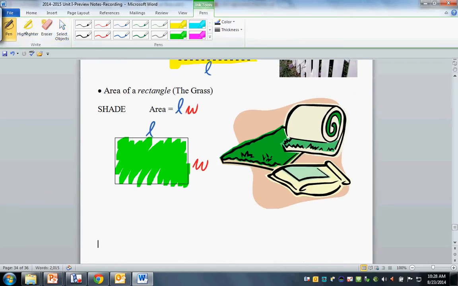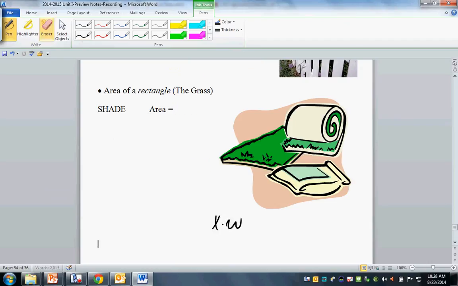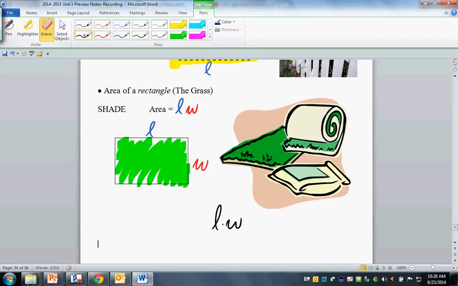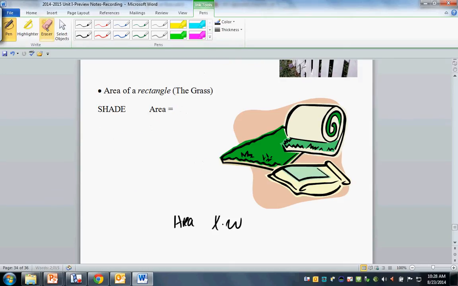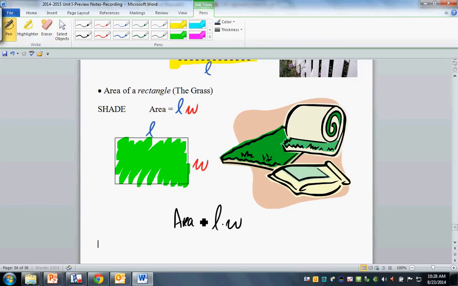Same thing for area. If I ask for the area equation, you do not just write length times width for a rectangle. That is not the equation. The equation for area is area equals, again, 2 sides with an equal sign.